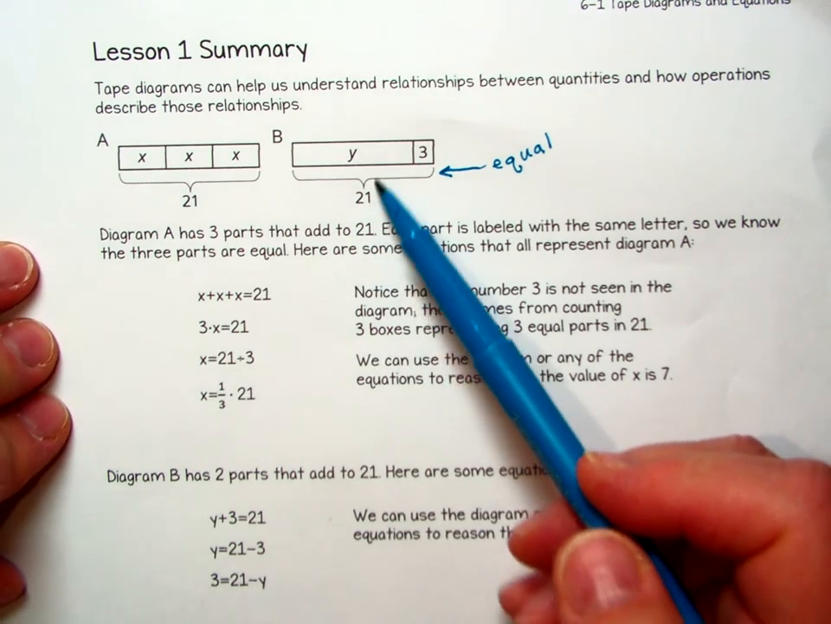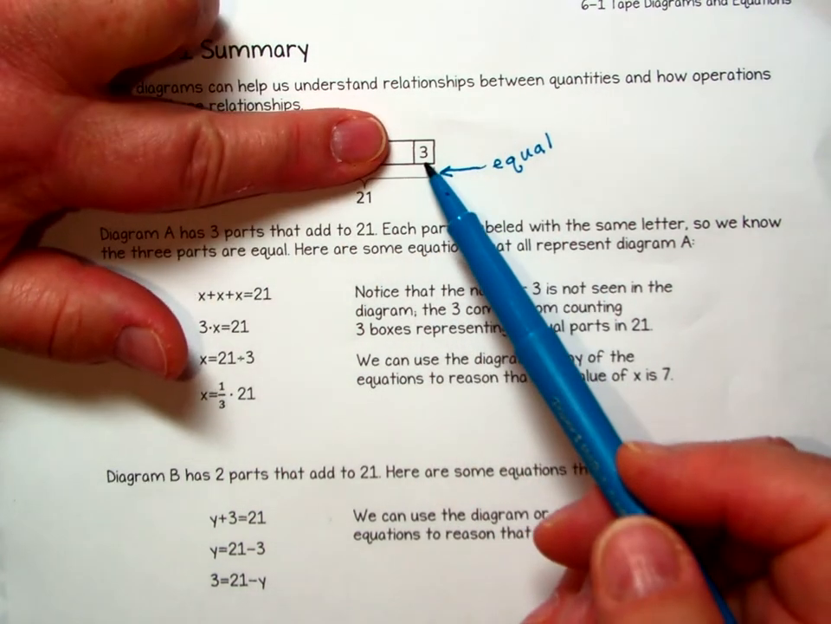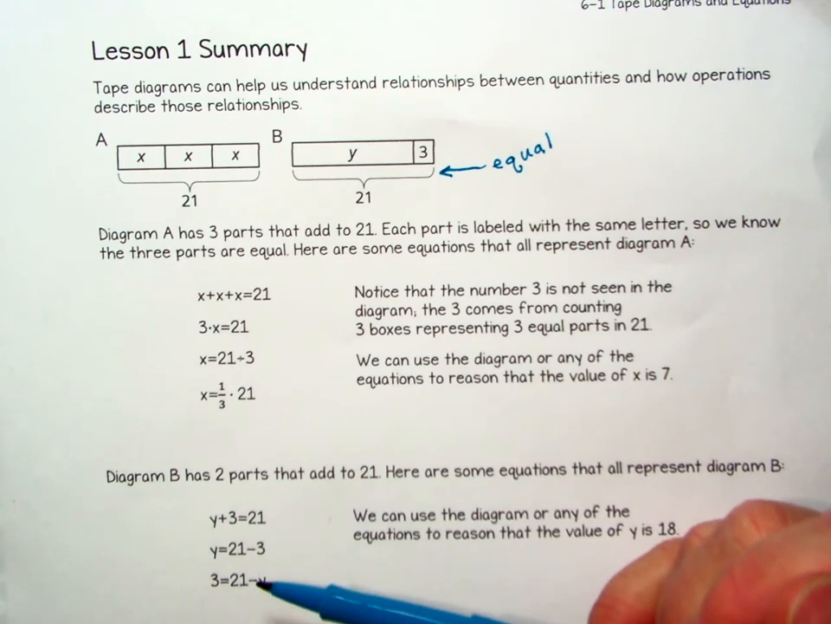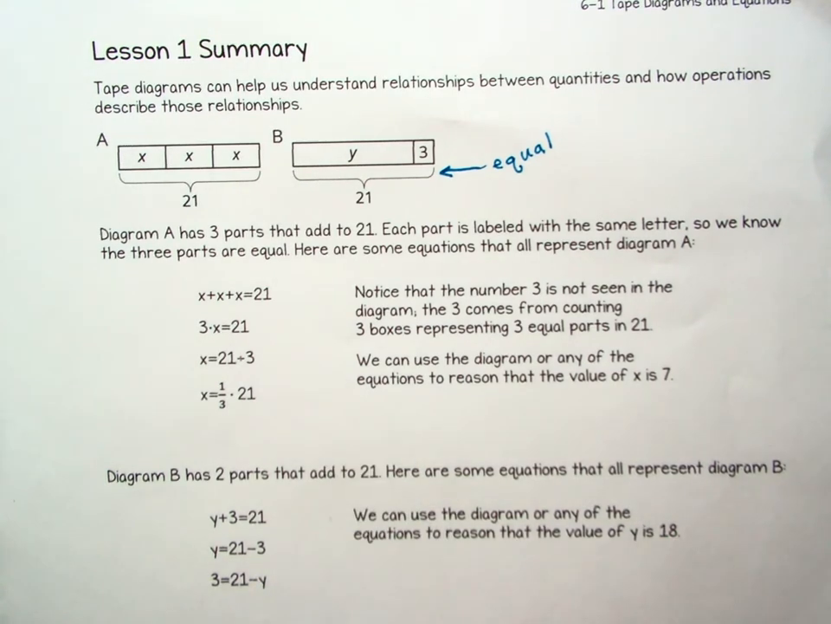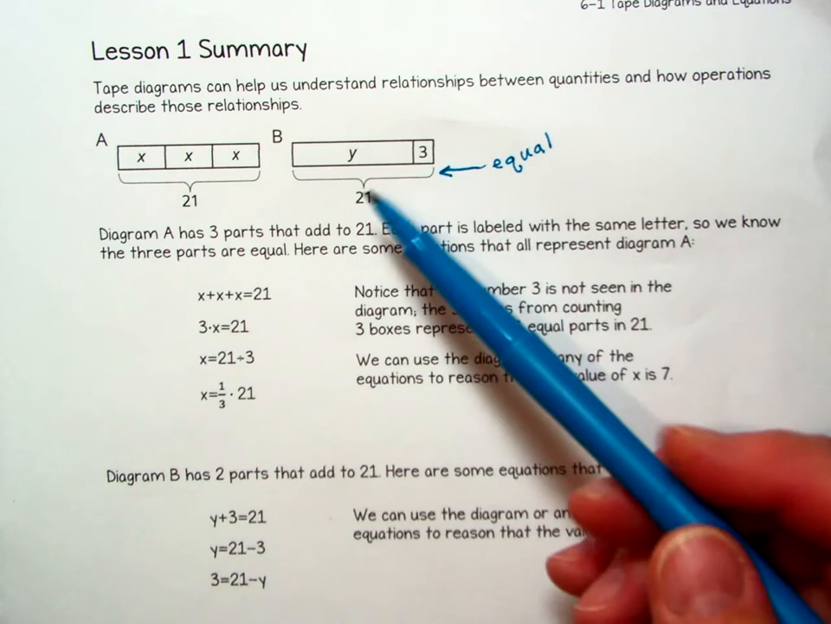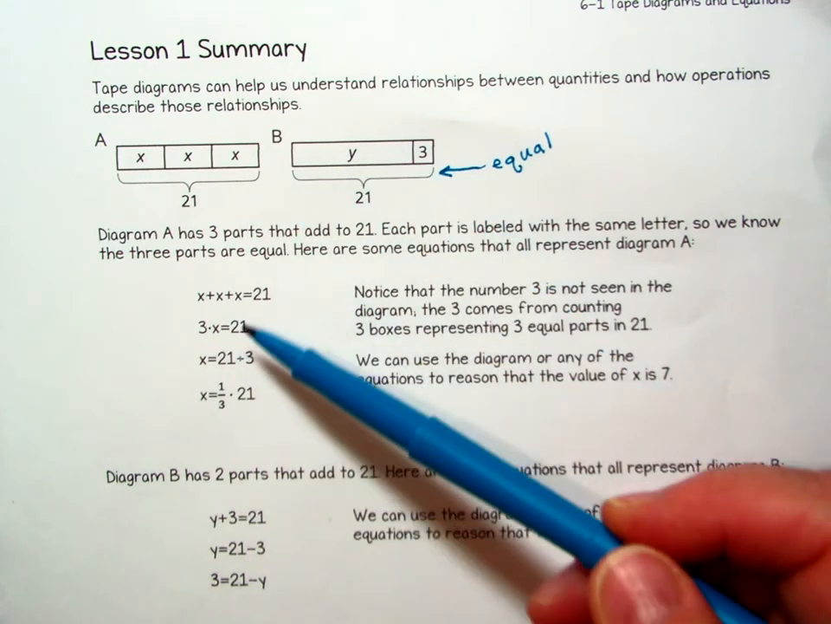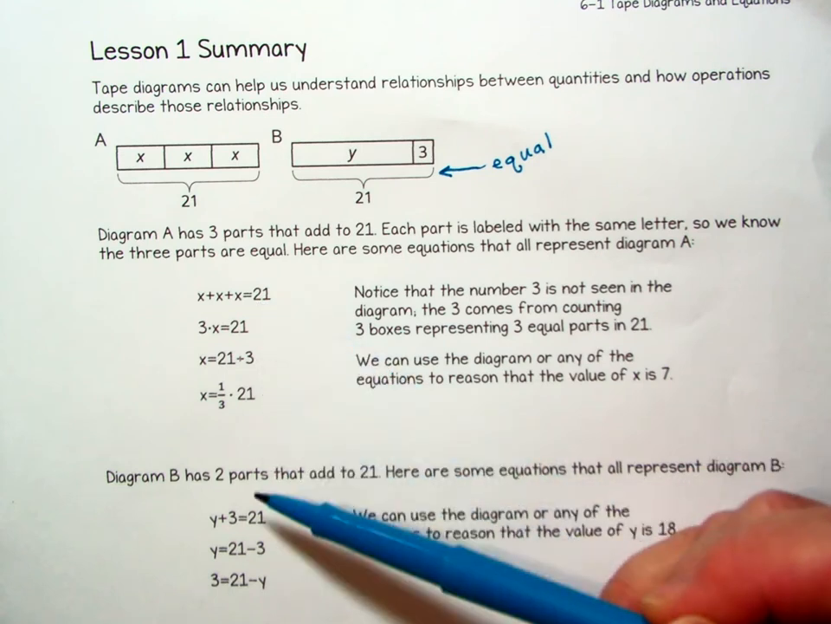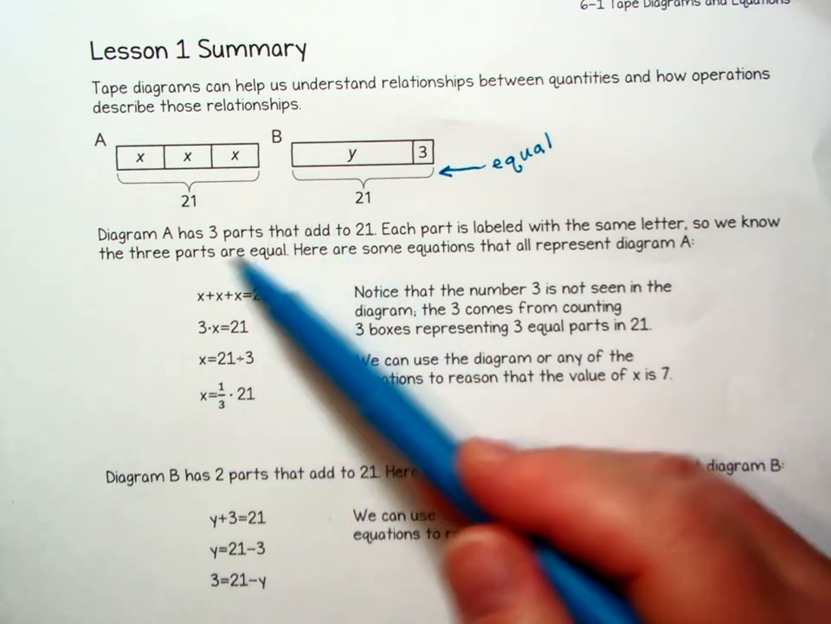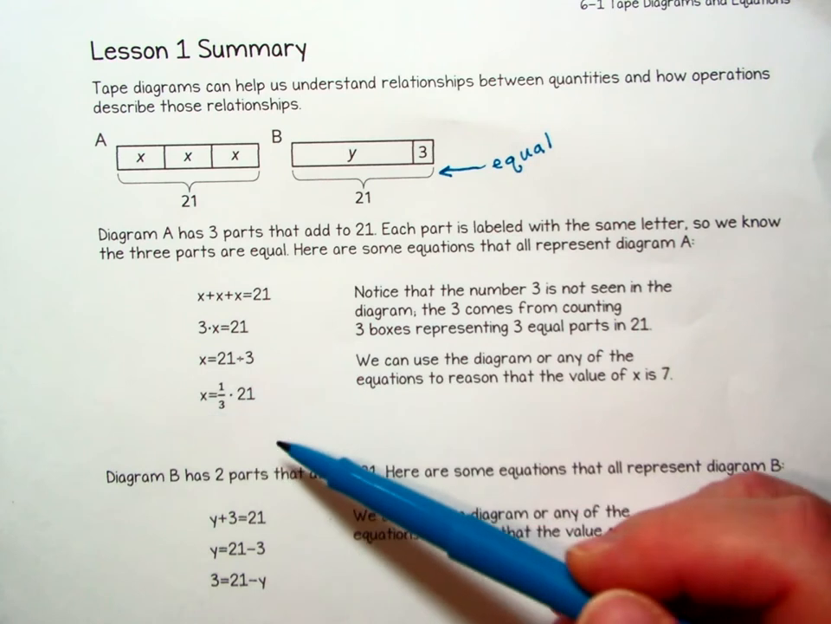Or if we take the 21 and subtract the y, we're left with 3, so we could also think of it as 3 is equal to 21 minus y. So, in summary, one tape diagram can represent multiple equations. They all essentially show the same relationship.